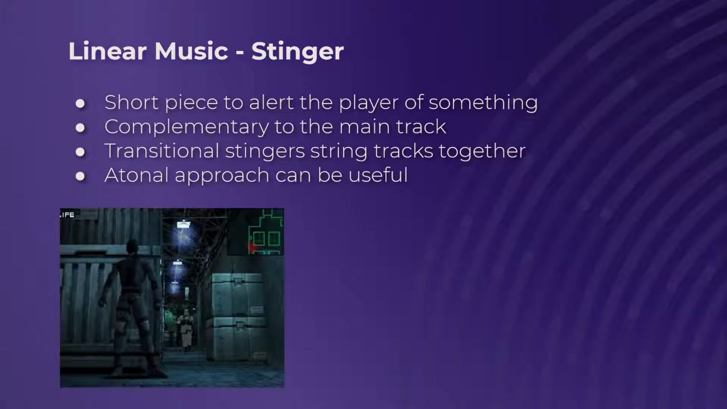There's a couple ways. Another way is to use transitional stingers to string different loops together. This is getting a bit more into the territory of adaptive music, so we'll definitely touch on this in a couple minutes. But stingers can be used to go from one loop to another seamlessly. And since they're usually played on top of another track, an atonal approach can be pretty useful.